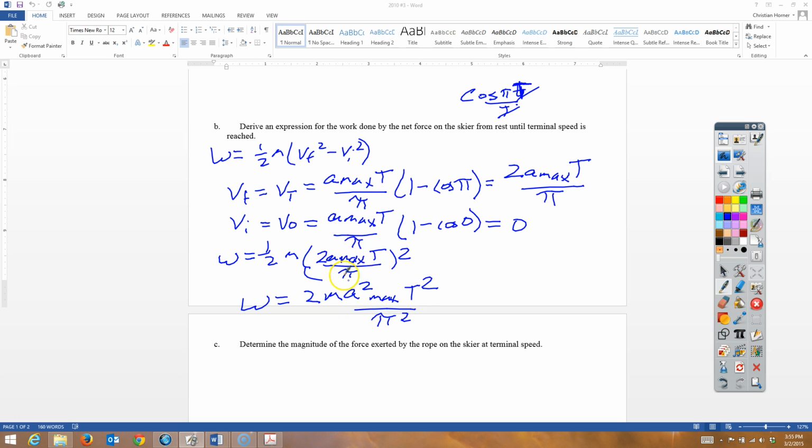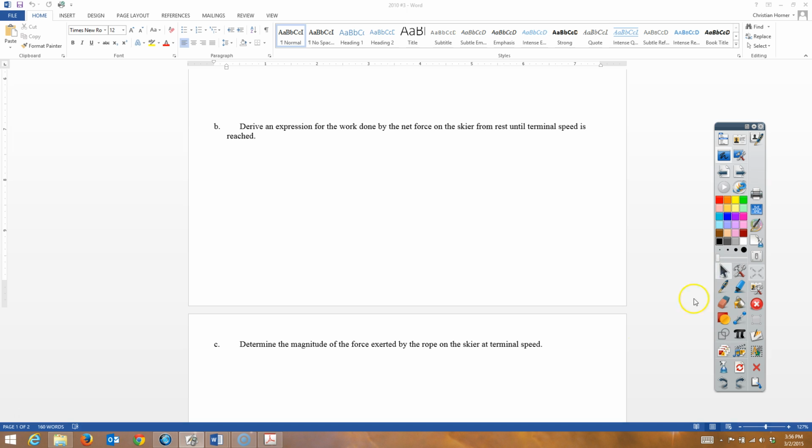So we just squared this. When you square the 2, it makes 4. 4 divided by 2 is going to give us our 2, and that's where it comes from. So a little bit more algebra here than any calculus that you would do. For letter C, we're going to go on down to the next part here.